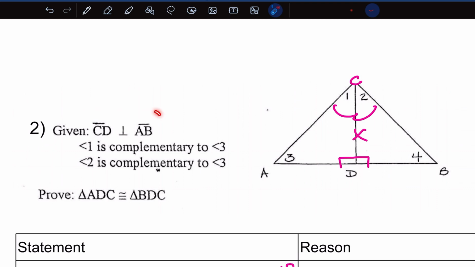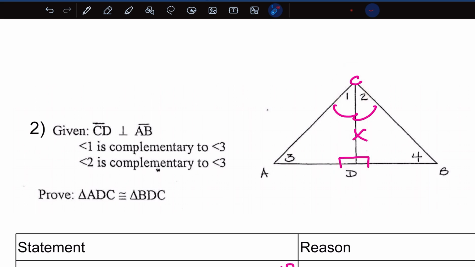So here we're given perpendicular, so we have a pair of right angles. Angle 1 is complementary to angle 3. Angle 2 is complementary to angle 3. So because we know that angle 3 is congruent to itself by reflexive, and since these are both complements, we can say that angle 1 is congruent to angle 2.